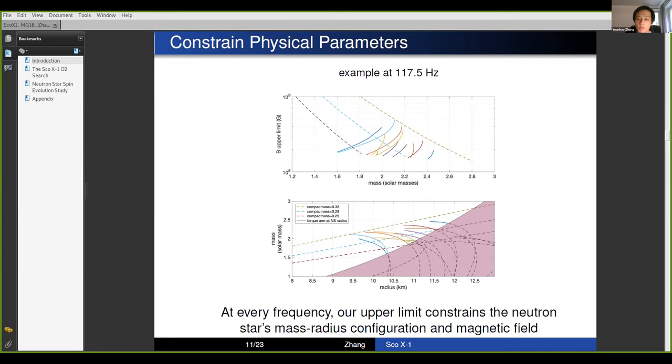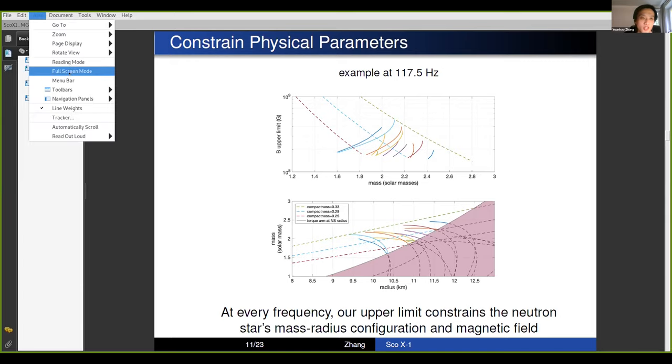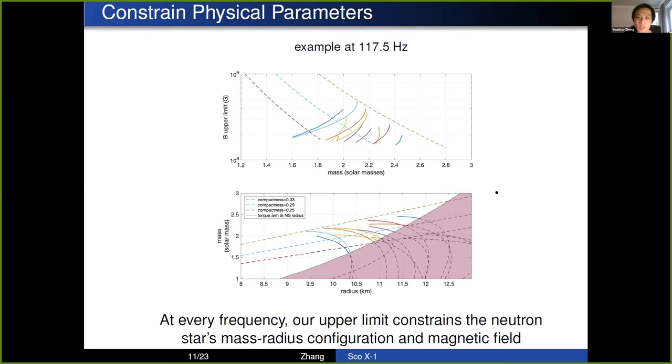For this allowed region, we plot a few equations of state here. For each mass and radius, the neutron star by itself doesn't emit strong enough gravitational waves, but if the neutron star has a magnetosphere, then you can expect it to emit stronger gravitational waves. So you can put an upper limit on the magnetic field. On the upper plot, for each M and corresponding R at a given equation of state, you can place a maximum magnetic field. You can always apply this constraint for every upper limit you set.